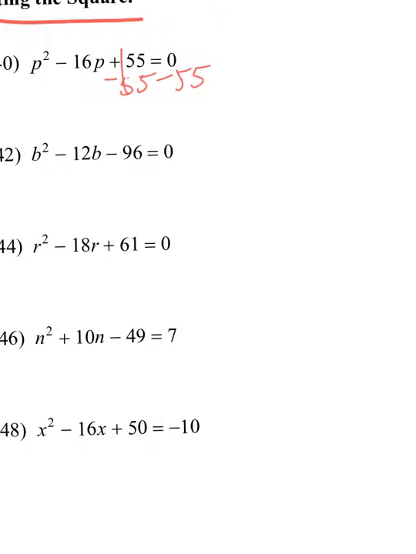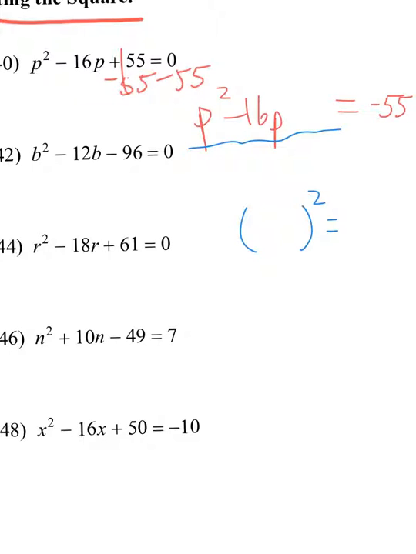So here's the form I have. I have p squared minus 16p, and I'm going to leave a little space here and put my equal sign, equals negative 55. Alright, here's the rule. We want to get this side eventually to a perfect square where we can take the square root. So we're going to add something here to make that a perfect square trinomial that I can write as a binomial squared. And here's how you do it.